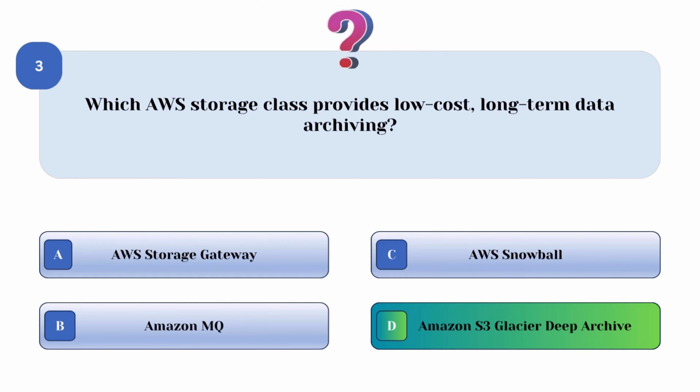Why others are incorrect? Storage Gateway is hybrid cloud storage, not for archival. Amazon MQ is a managed message broker, unrelated to storage. Snowball is a physical device for data transfer, not long-term storage.